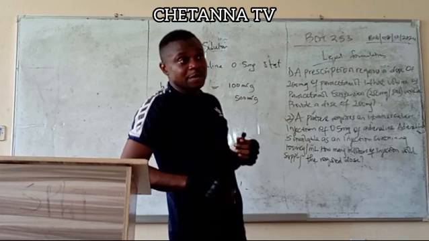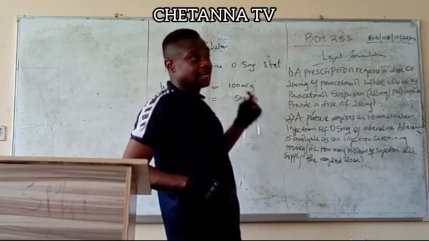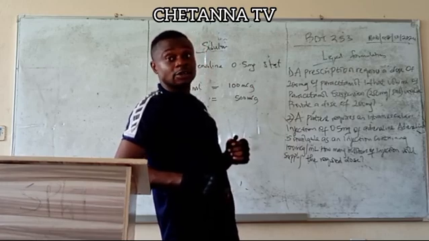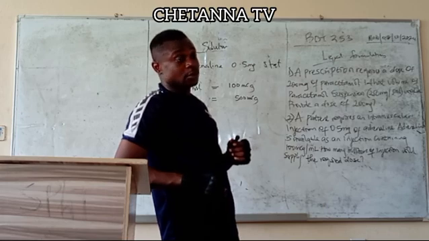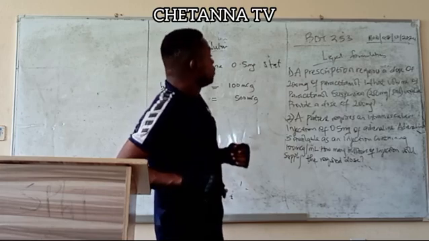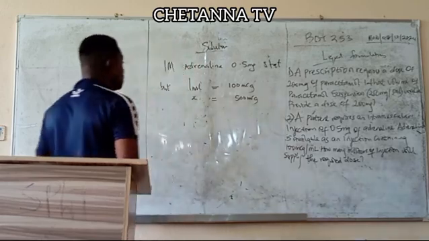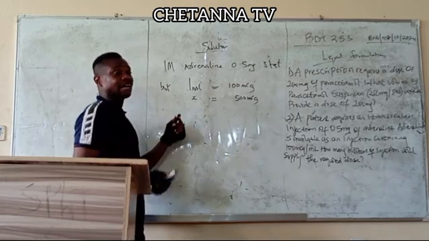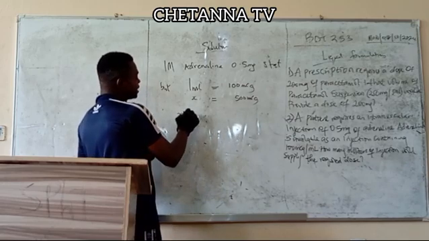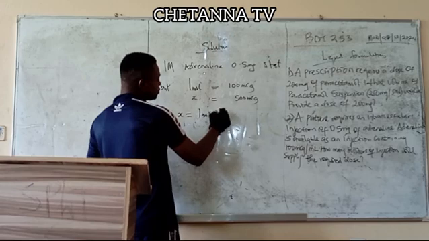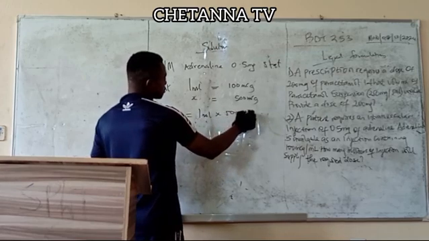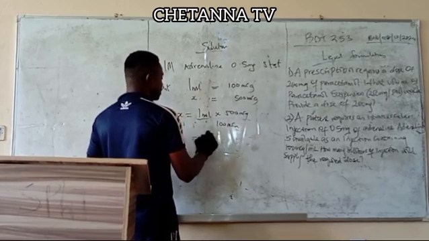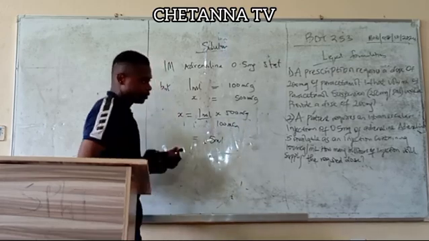Is there anybody having issues with intra-system conversion in metric units? If you are having an issue there, please tell us, because we can't be going back and forth, back and forth. So with this, we can easily find our X. X is now equal to what? The answer is 5 mil.